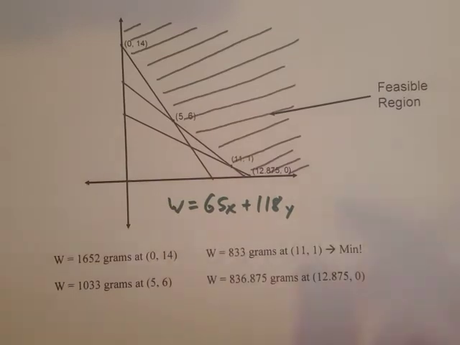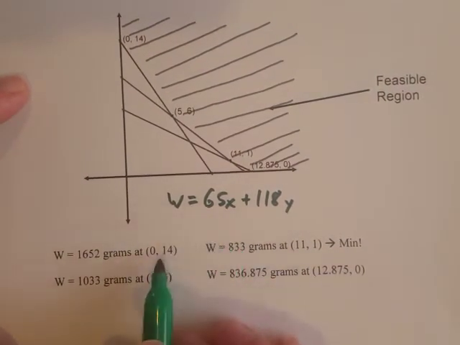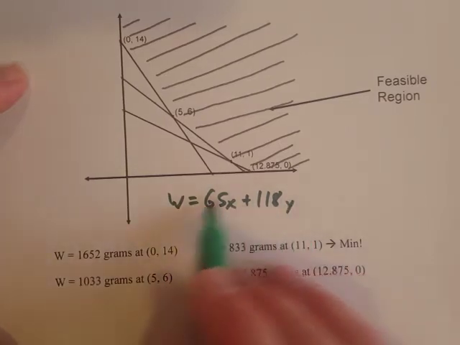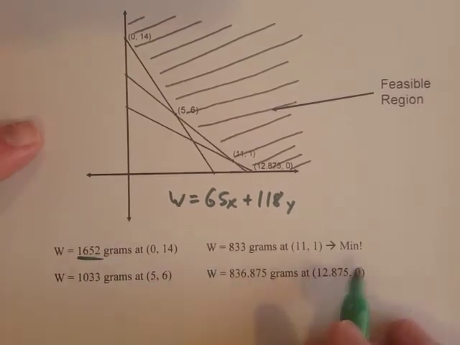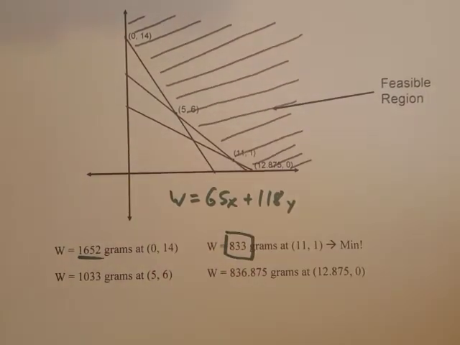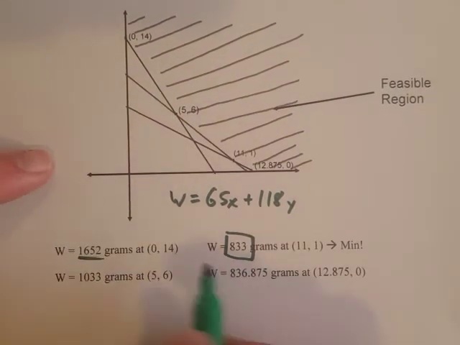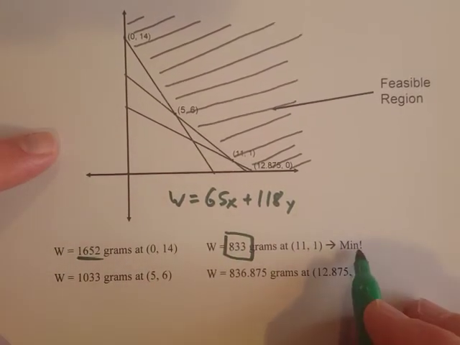For instance, at the point 0, 14, we're just plugging in 0 for x, 14 for y. We find out that the weight is a total of 1652 grams. And we do that for each of the other points. Now we take a look at all of them and notice that 833 is the minimum. It's the least value of all of these. So really you're just plugging in every corner point you have and picking the one that you like the best. In this case, that happens to be the minimum.